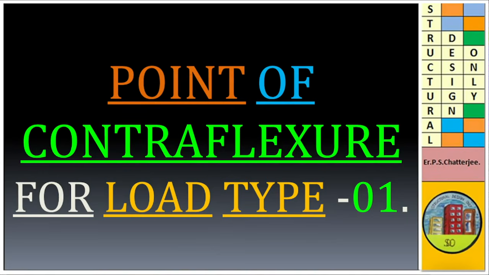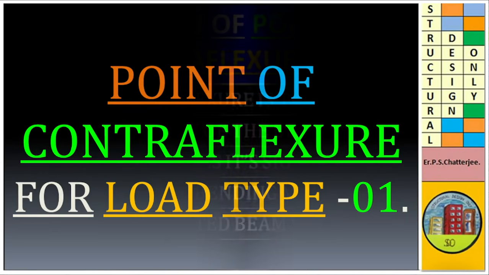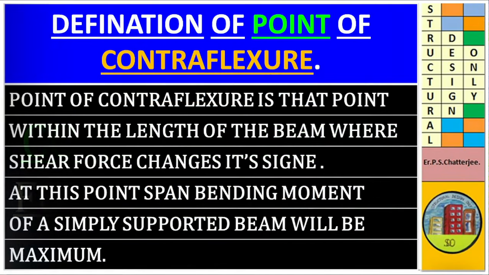Point of contraflexure for load type 1. Definition of point of contraflexure: it is that point within the length of the beam where the shear force changes its sign. At this point, the bending moment for a simply supported beam will be maximum.